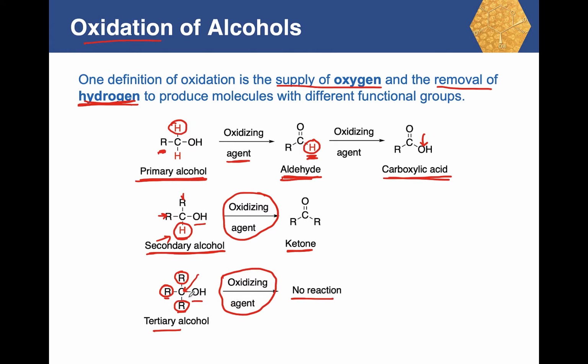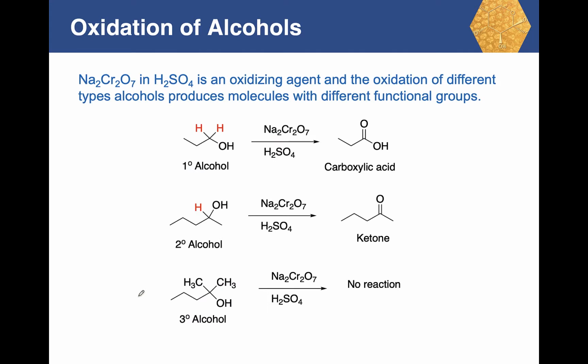Why no reaction? Because there is no hydrogen to be removed from a tertiary alcohol. So that's the concept. Let us apply that now to some real molecules. So here's an alcohol. Classification of that alcohol: it's a primary alcohol because it has a carbon that has the OH group and it has one alkyl group bonded to it, which means that it has two hydrogens.